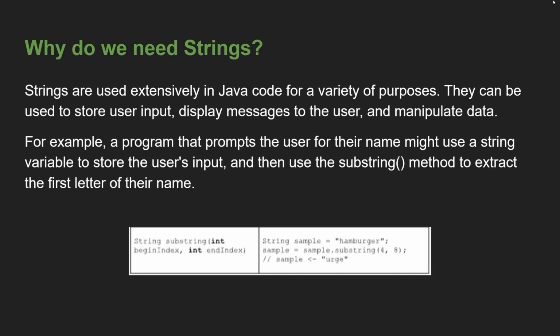So why do we need strings? Strings are used extensively in Java code for a variety of purposes. They can be used to store user input, display messages to the user, and manipulate data. For example, a program that prompts the user for the name might use a string variable to store the user's input and then use the substring method to extract the first letter of their name.